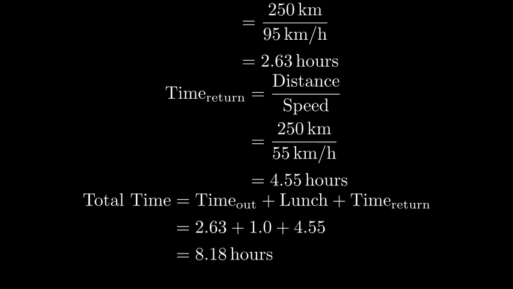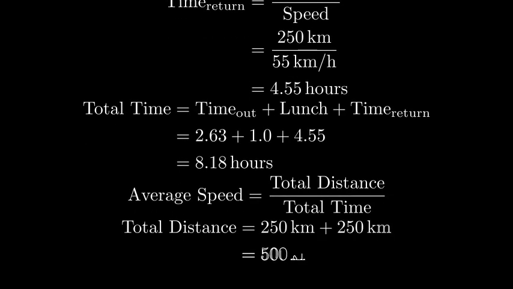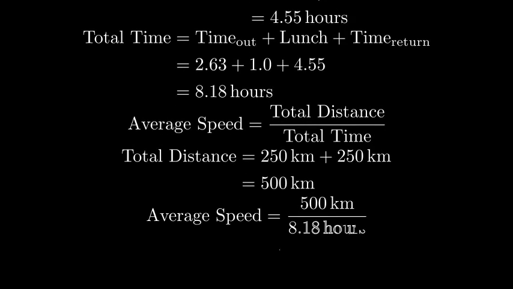Now, let's calculate the average speed. Average speed is the total distance divided by the total time. The total distance is 250 kilometers plus 250 kilometers, which is 500 kilometers. So the average speed is 500 kilometers divided by 8.18 hours, which equals 61.1 kilometers per hour.